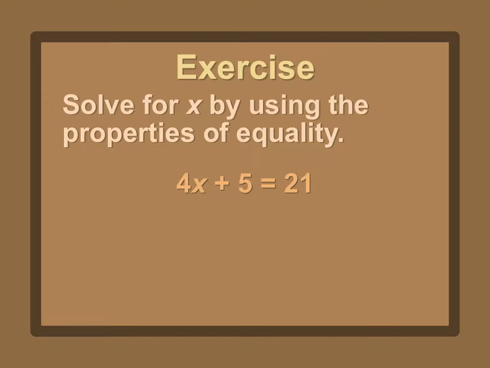This is an example of a two-step equation. So remember, when you're solving two-step equations, you want to take care of the addition and subtraction first, and then the multiplication and division. So the first thing we want to undo is the plus 5. So we're going to subtract 5 from both sides, and then we'll divide both sides by 4, and we get x equals 4.